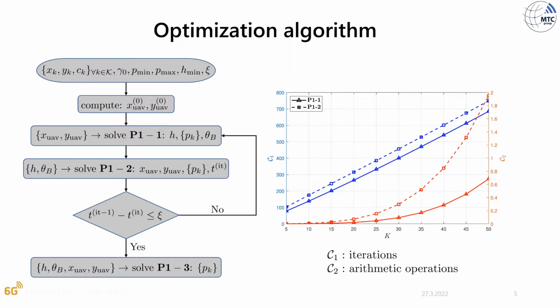Whenever this convergence is achieved, we can jump to the final step, which is a fine-tuning for computing the power allocation. If not, we return to the other step. You see that the most costly steps, which are the first two problems, scale linearly in terms of iterations, while in terms of arithmetic operations, the scaling is exponential.